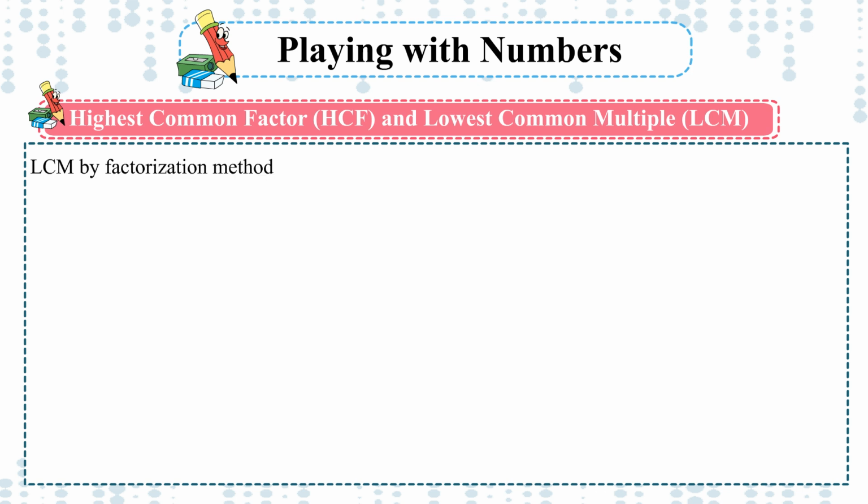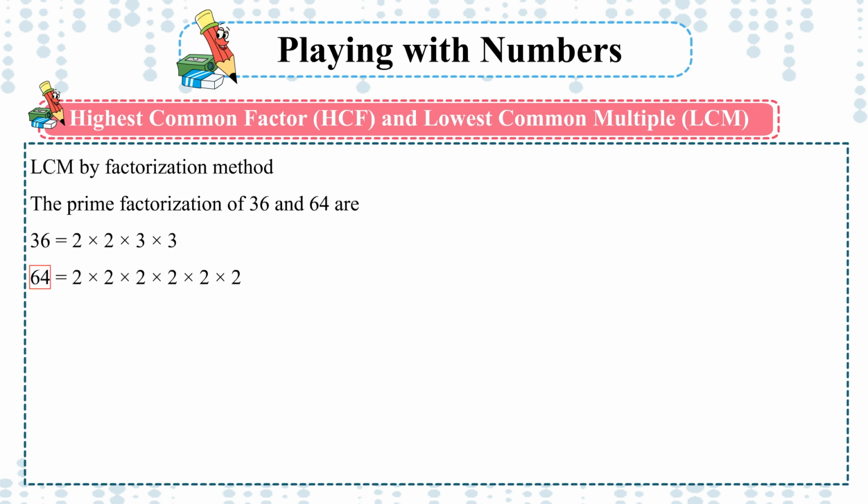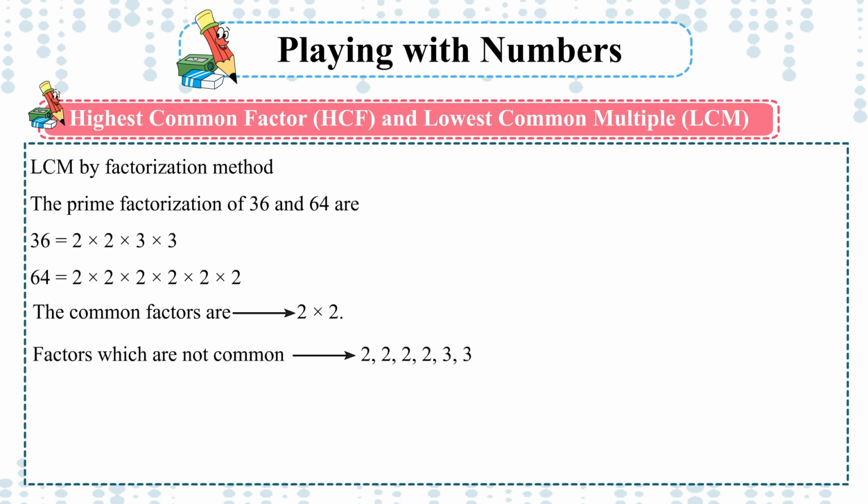LCM by factorization method. The prime factorizations of 36 and 64 are: 36 is equal to 2 multiply 2 multiply 3 multiply 3. 64 is equal to 2 multiply 2 multiply 2 multiply 2 multiply 2 multiply 2. The common factors are 2 multiply 2. Factors which are not common are 2, 2, 2, 2, 3, 3.